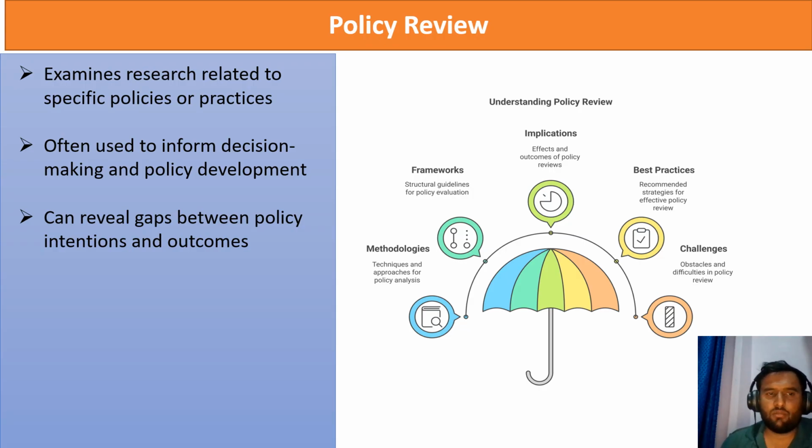So policy review helps for decision making and policy development. And policy review can reveal the research gap between policy intention and outcome. So policy review helps to assess the implications, effects and outcomes of policy, and it recommends best practice strategies for effective policy.